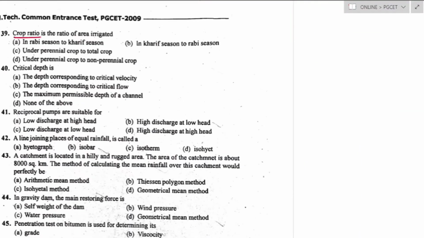Question number 39. Crop ratio is the ratio of area irrigated. Crop ratio is the ratio of Rabi season to the Kharif season. Option A is the right answer.